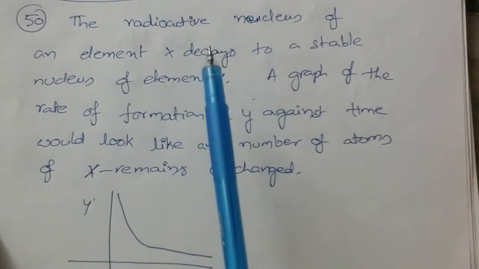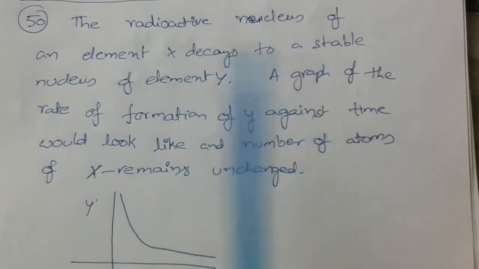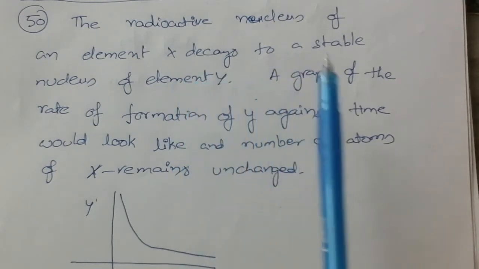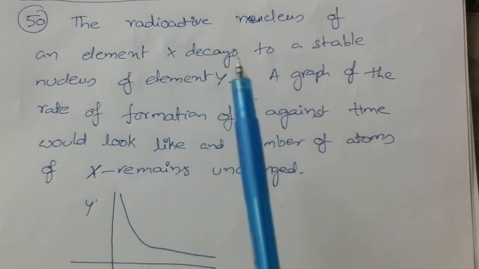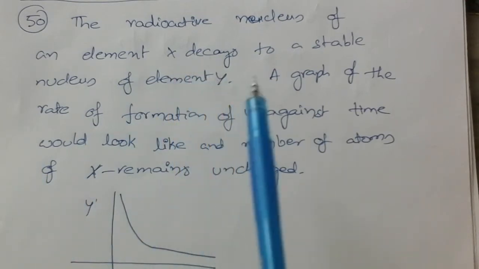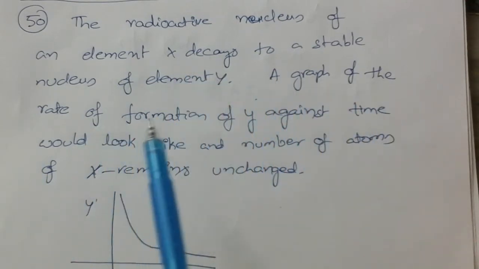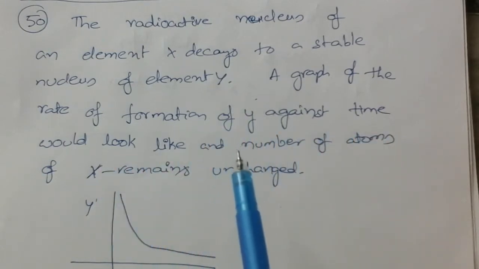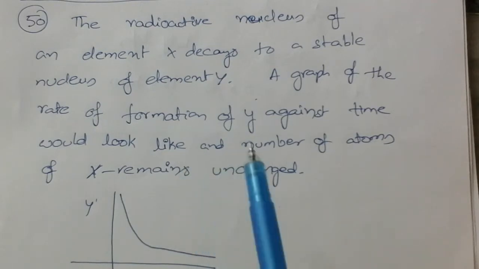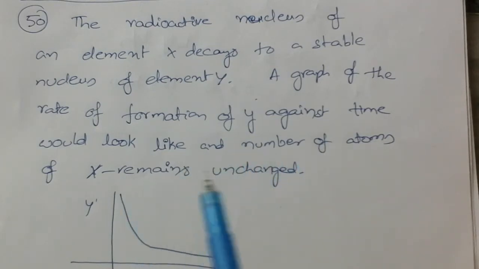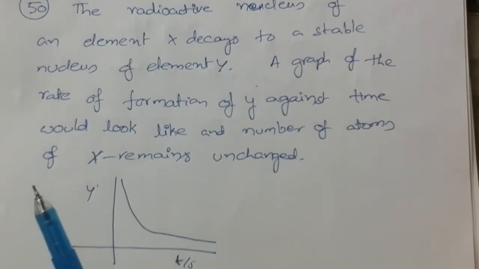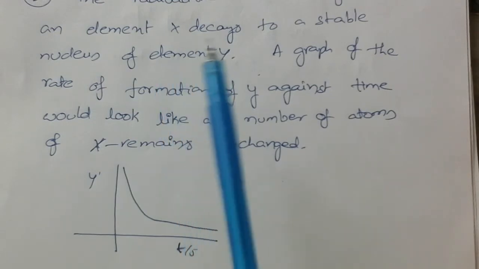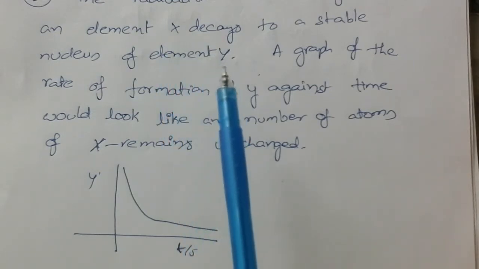The radioactive nucleus of an element X decays to a stable nucleus of element Y. X is decaying into Y. A graph of rate of formation of Y against time would look like what? The number of atoms of X remains unchanged. So how is the conversion happening slowly and gradually? How is X converting into Y along with time?